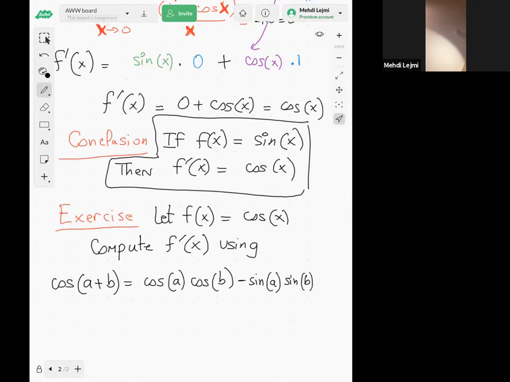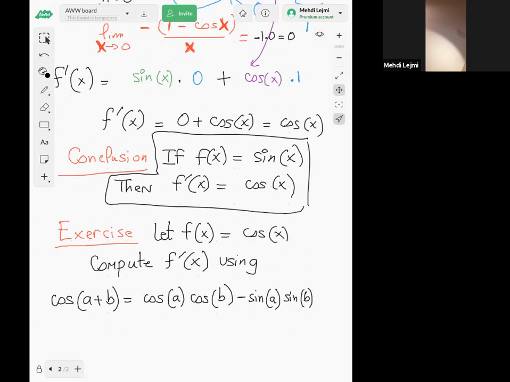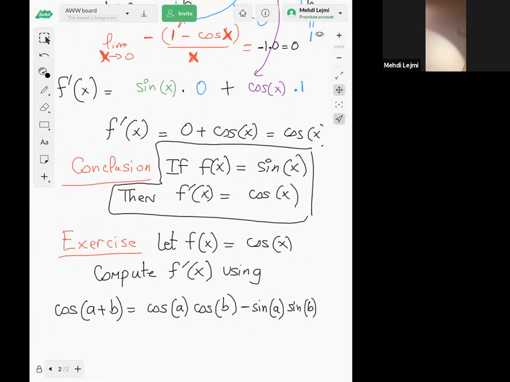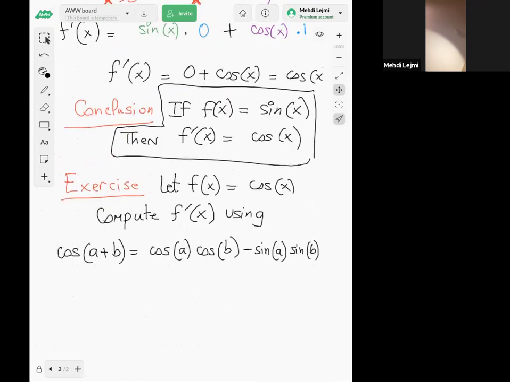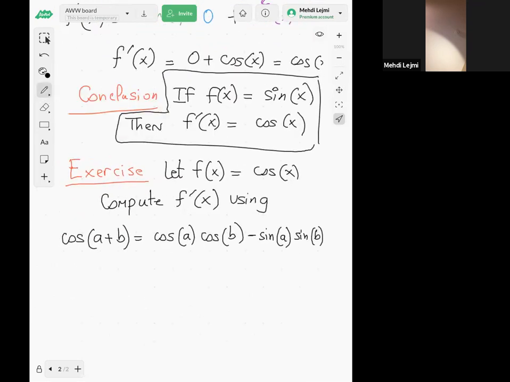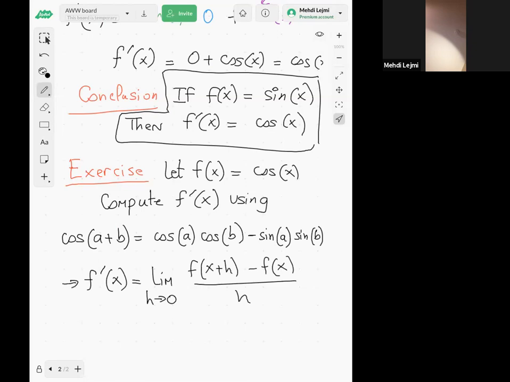Please, guys, try to follow the same steps as I did for sine of x. First thing, of course, is to write down the definition. Let me just remind you the definition. So f prime of x should be the limit as h goes to 0 of f of x plus h minus f of x over h. This is your starting point, you start from here, and then at some point you're going to use this trig identity.